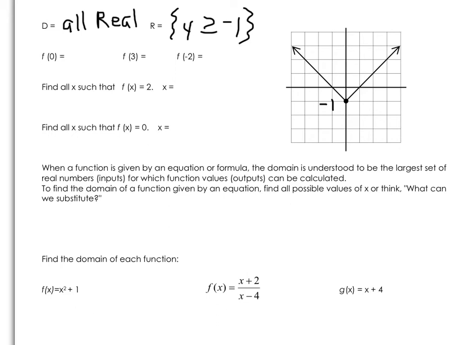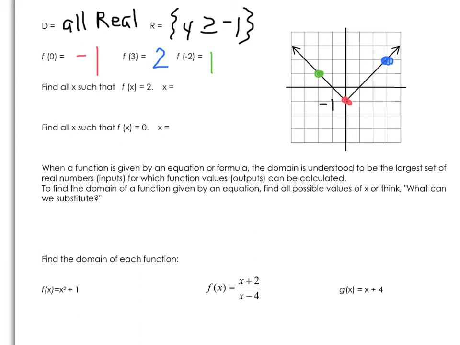What is f of 0? When x is 0, what is y? -1. What is f of 3? When x is 3, what is y? 2. What is f of -2? When x is -2, what is y? +1.